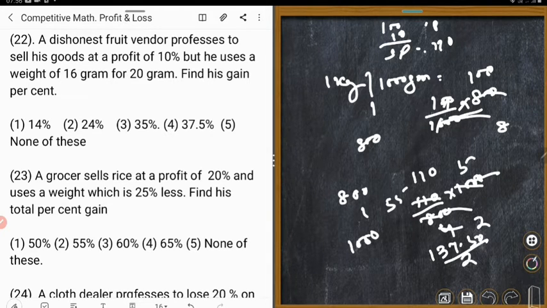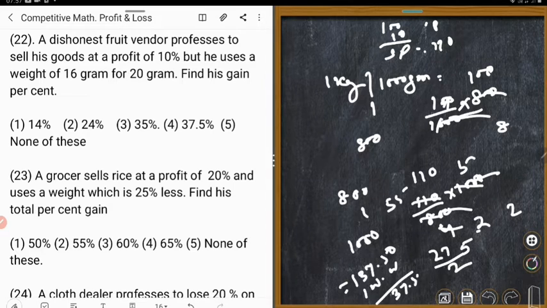137.50 upon 2. Sorry, 275. This is not wrong. 5 the 25, 5 here, 5 here, 2. 5 the 25 to 27 upon 2 is equal to 137.5. So gain percent is equal to 137.5 minus 100 is equal to 37.5. Right, this is the answer. Correct answer is this one. Could you understand?